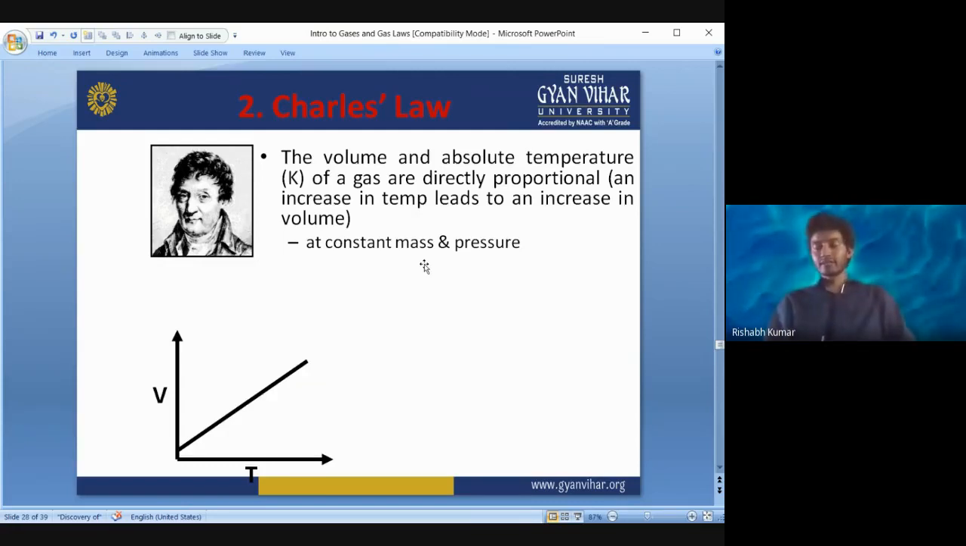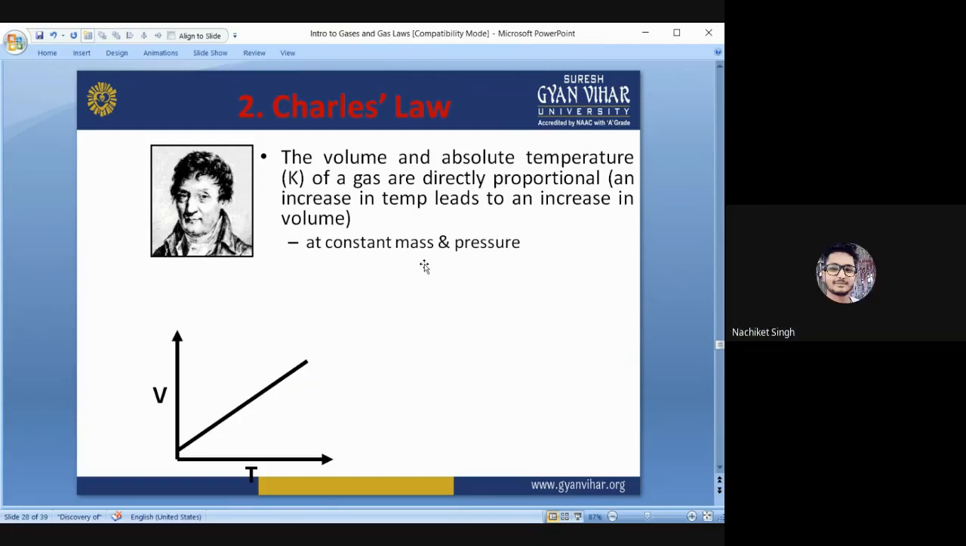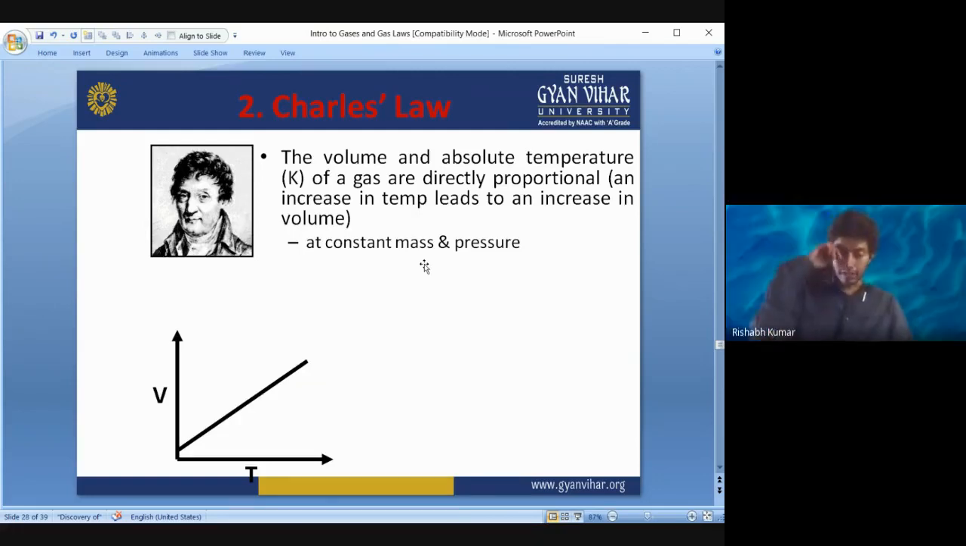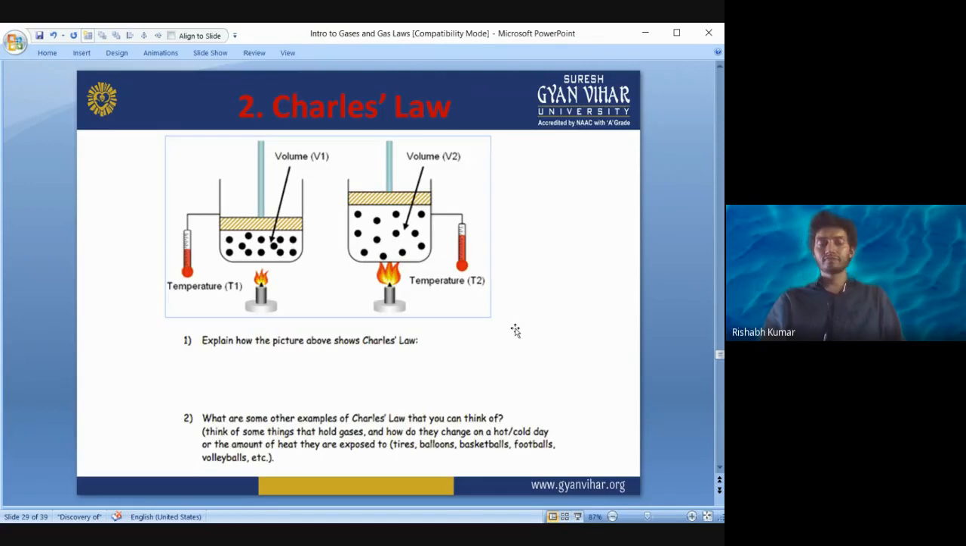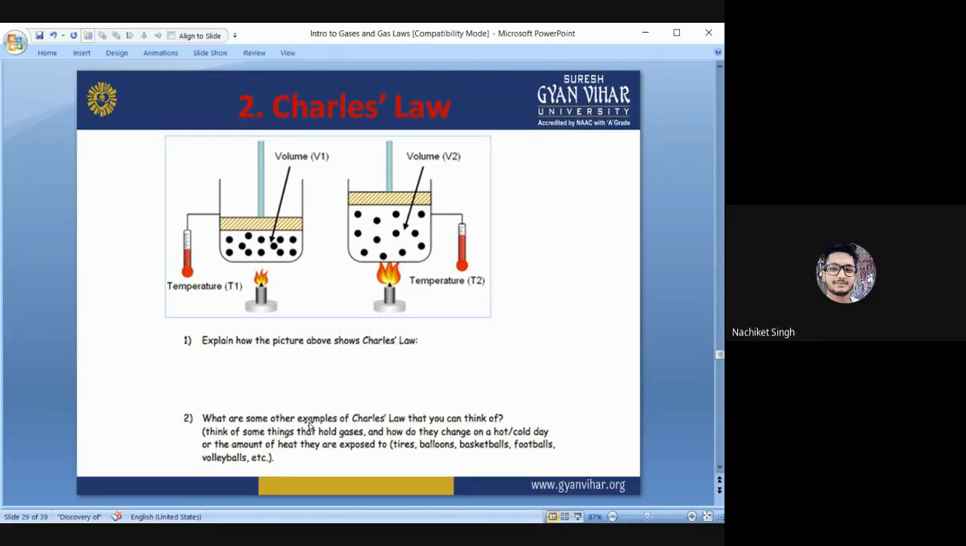If your temperature increases, your volume will also increase. If your temperature decreases, your volume will also decrease. Okay, so the graph would be a straight line. As the temperature is increasing, your volume is also increasing. But as the temperature is decreasing, your volume will also decrease. So, Charles' law.